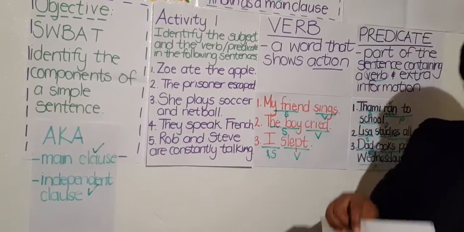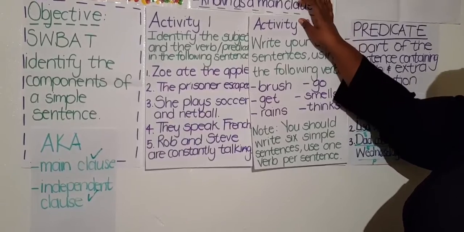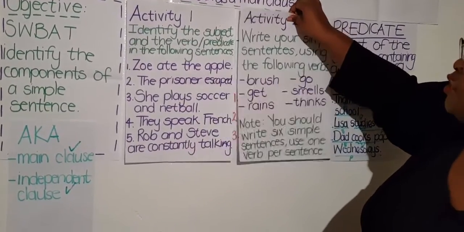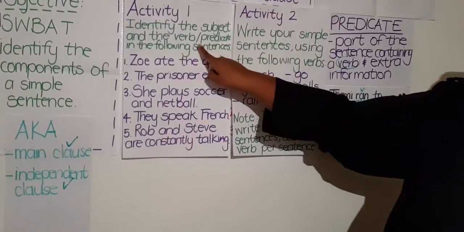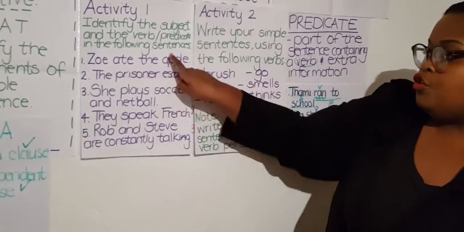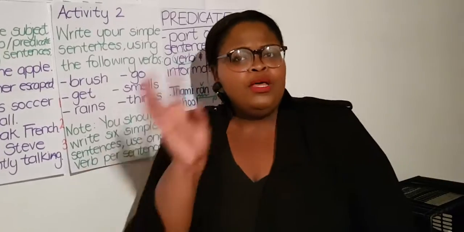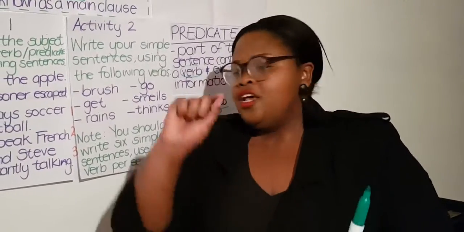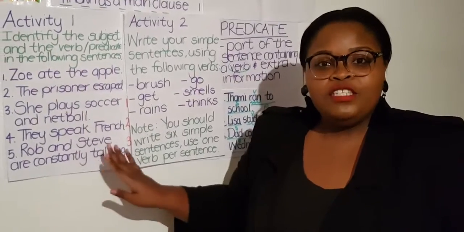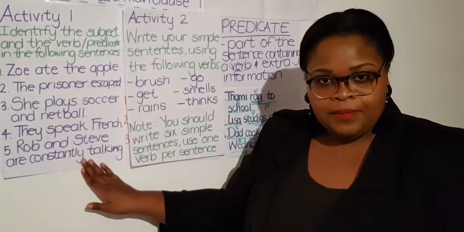Now, I have an activity for you to check that you have mastered this objective and you understand what a simple sentence is. You're going to do these two activities. Okay? Activity 1, you are going to identify the subject and predicate in the following sentences. You are going to read these sentences, and just like I did, you will underline the verb, circle the predicate, zigzag the subject, but just identify all the parts of a simple sentence. Okay? So you can pause the video and copy the sentences.